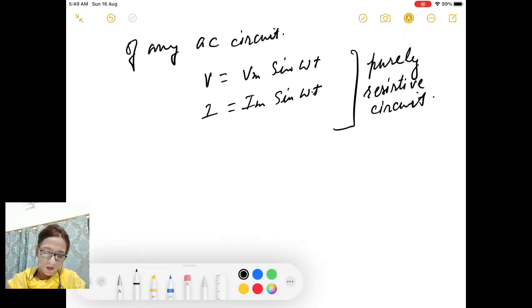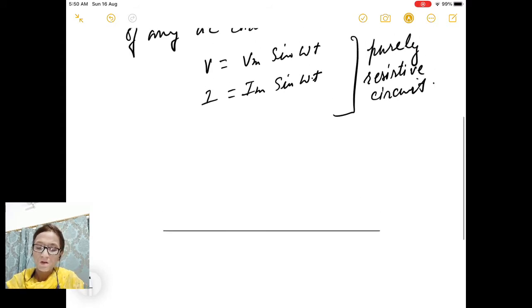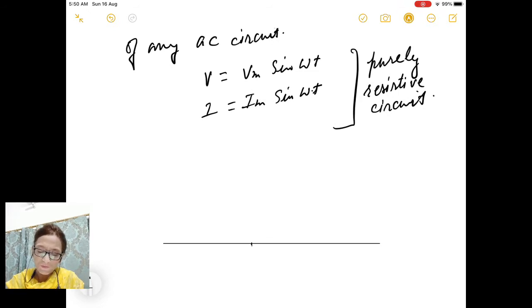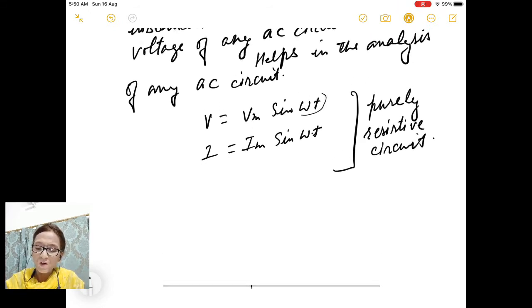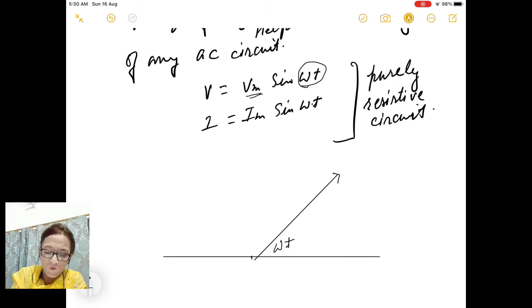So now let us draw the phasor diagram. Here I have taken the x-axis, and from the origin at an angle equal to the phase angle omega t, here taking one angle omega t, let me draw a vector. This is a vector which is at angle omega t and its magnitude will be given by the voltage amplitude in case of voltage phasor.